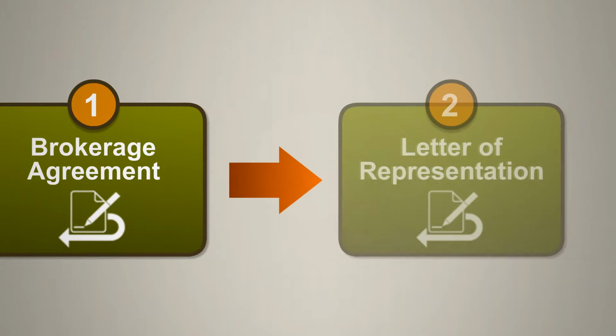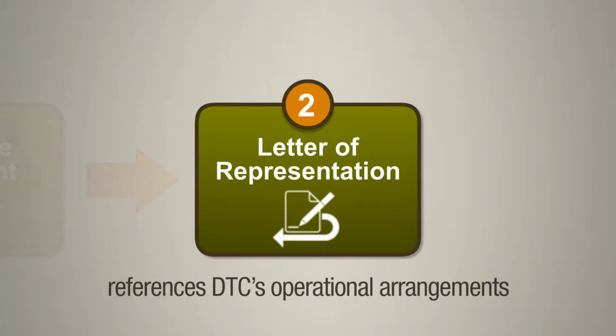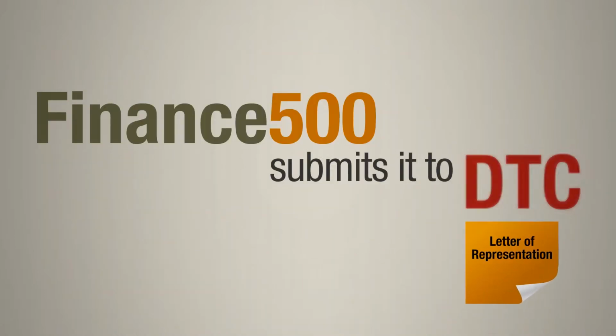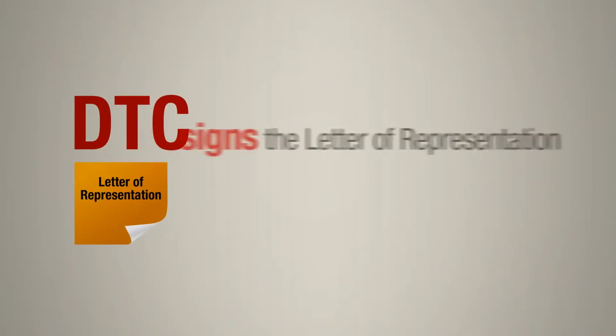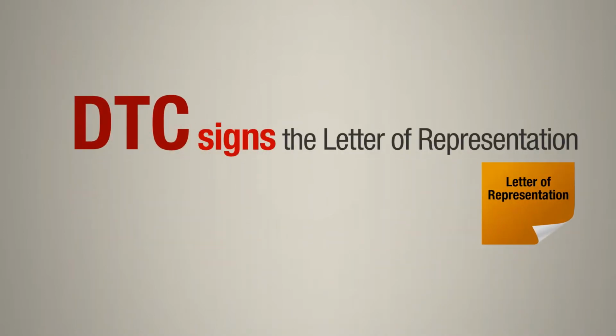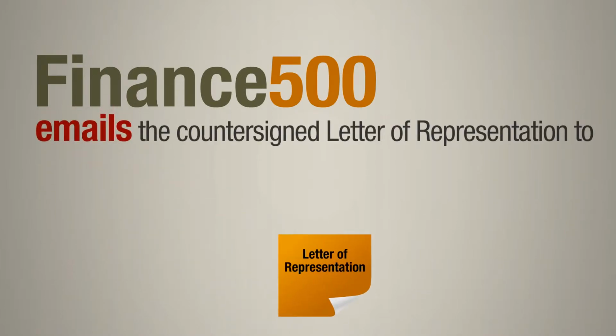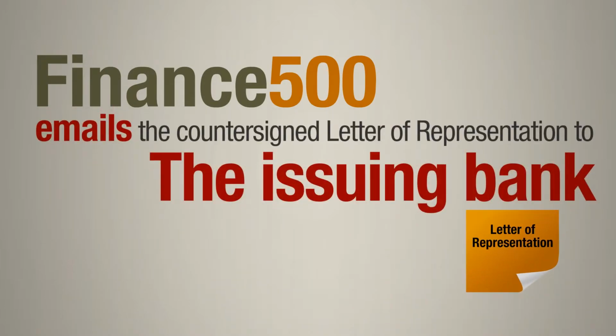Next is the Letter of Representation, which references DTC's operational arrangements. This document must also be signed. Then Finance 500 submits it to DTC. DTC countersigns the Letter of Representation, and Finance 500 then emails the countersigned Letter of Representation to the issuing bank.